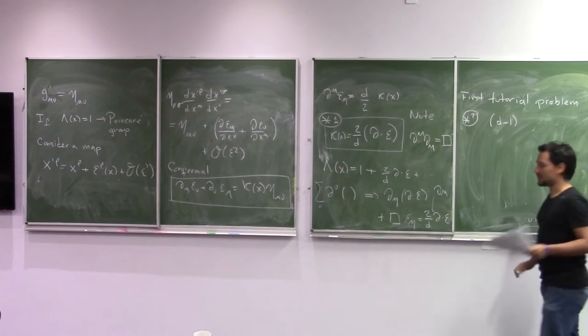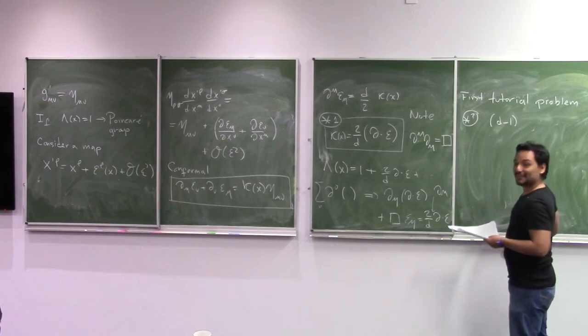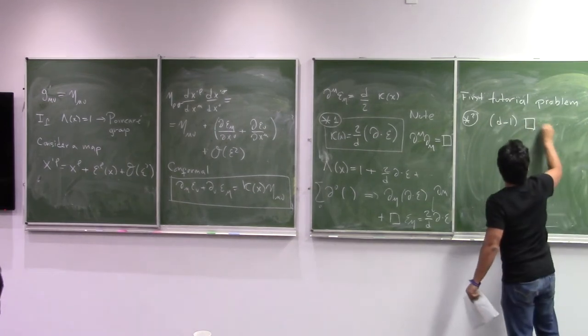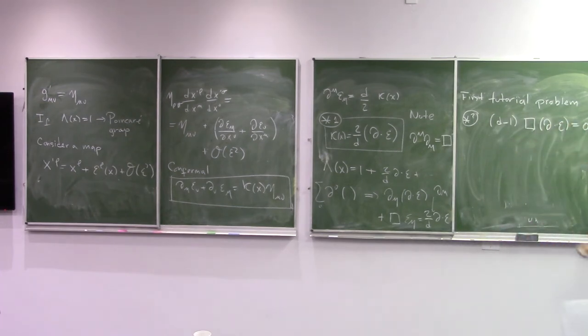Okay, and that's the conventional reason. D minus 1, that was decided by here, no? You decided the convention for me. Okay, and box d epsilon equals 0. It's a very nice compact equation for epsilon, right?